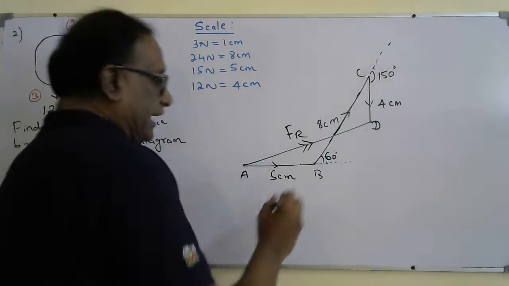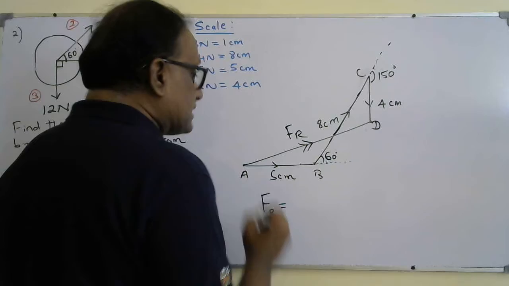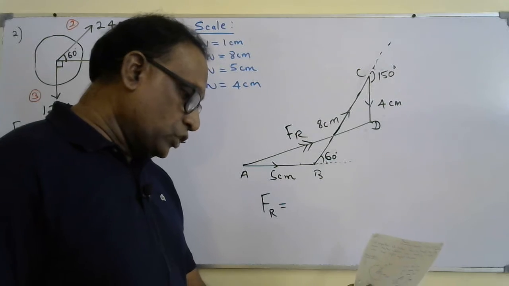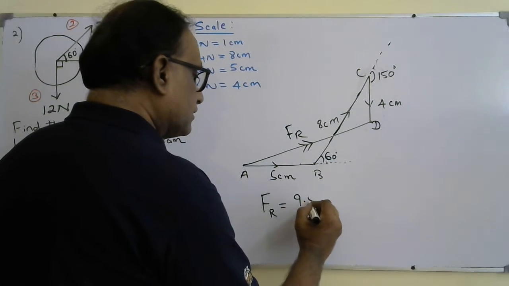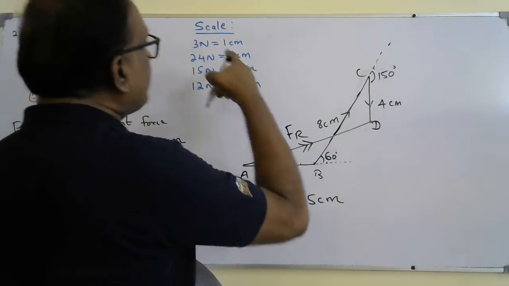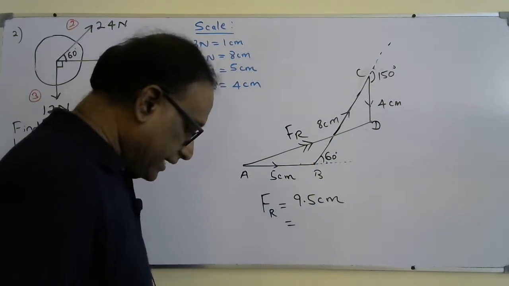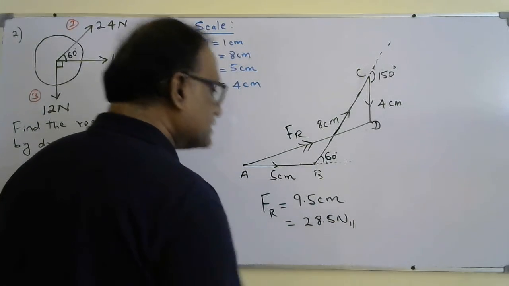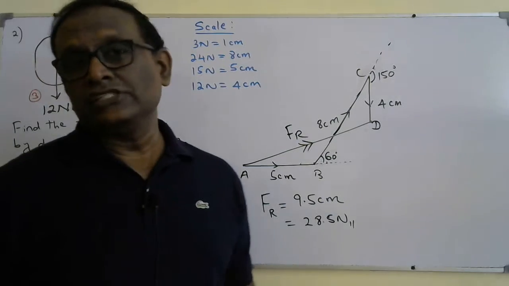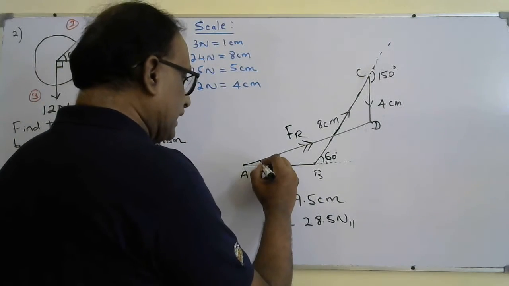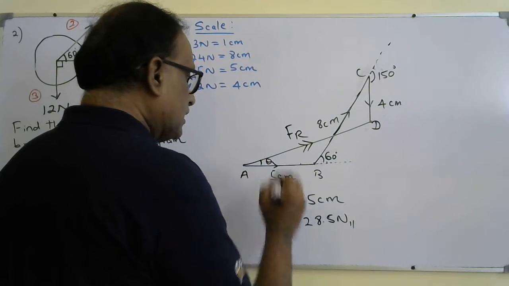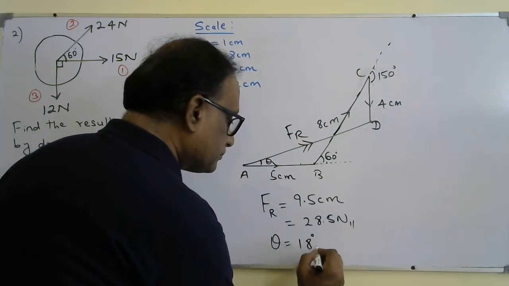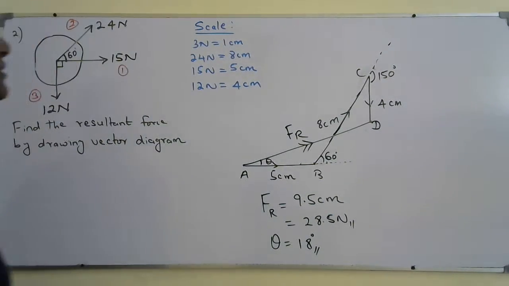Okay, so measure the length of AD. So the resultant force FR is the line AD, A to D. If you measure the length, you will get that length will be equal to 9.5 centimeter. That is 1 centimeter represents 3 Newton. Multiplied by 3, you will get 28.5 Newton. So that's the resultant force. And normally we should give the direction. So you can measure this angle theta, you will get 18 degree. So that's the resultant force.